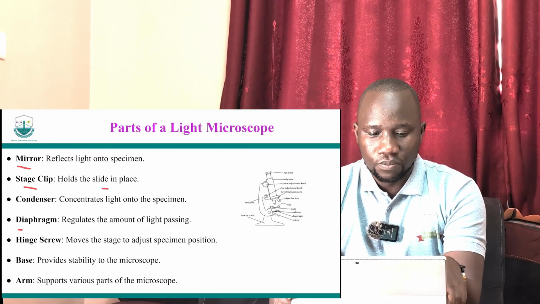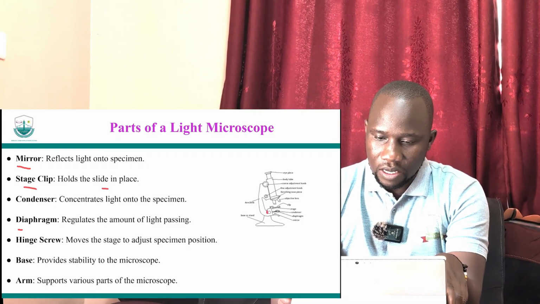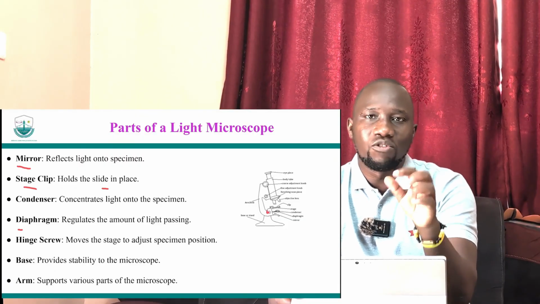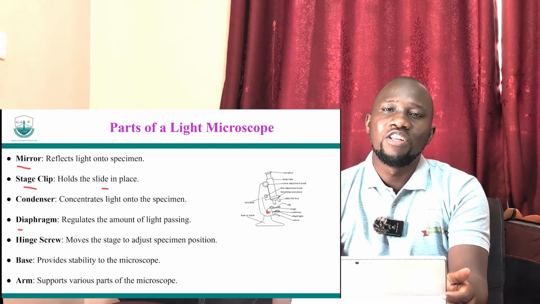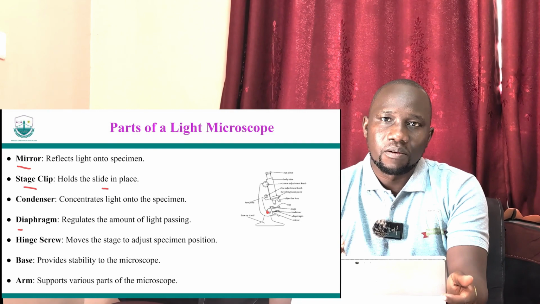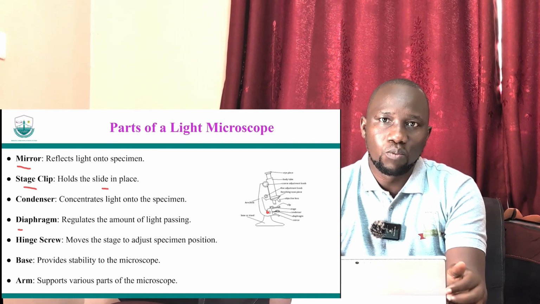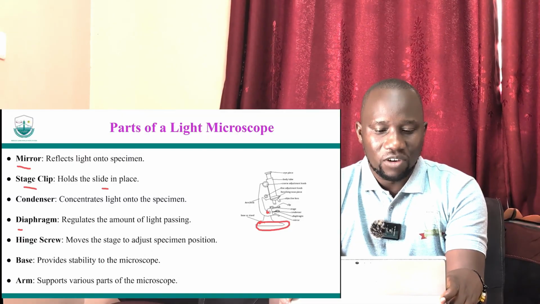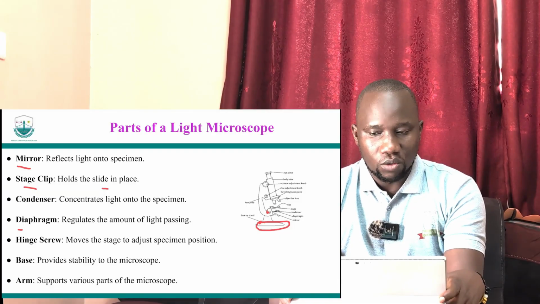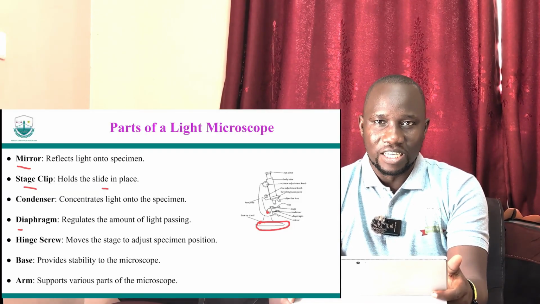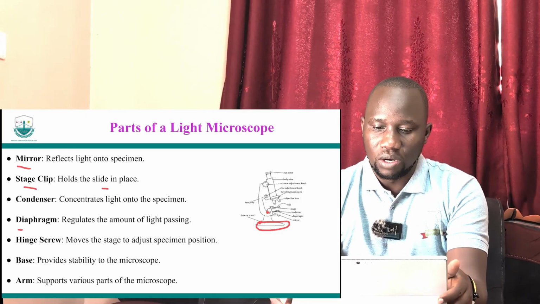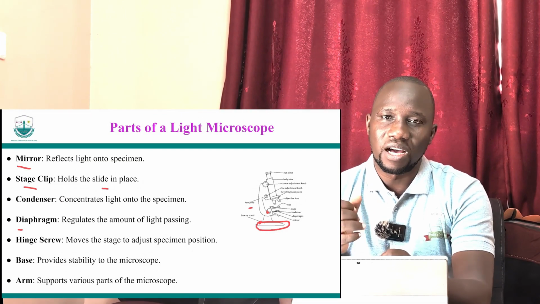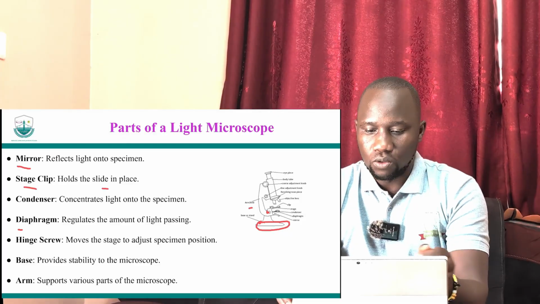And then we have the hinge screw, which is here, which allows you to adjust the level of the stage, such that if you move the level of the stage, you're moving the specimen so that it is in a good position for you to focus. And then this is the base, which you can also call the stand. It provides stability to the microscope, so you can put it on a table and it doesn't topple over. And then the arm, which you can also call the limb, is what you use to hold the microscope if you're going to move it. So you hold the arm and the base if you are to move the microscope from one place to another.